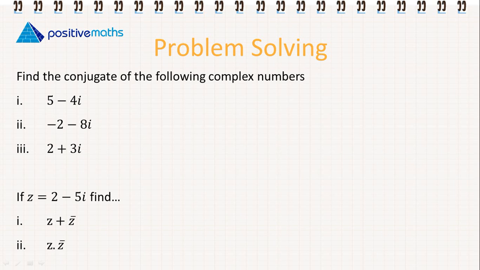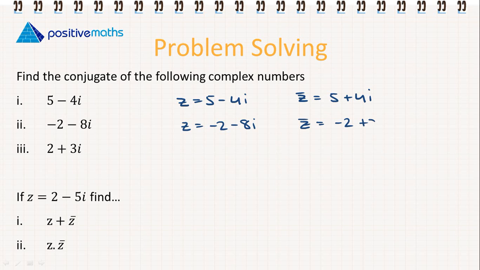So let's practice some basic problem solving. We need to find the conjugate of the following complex numbers. So we have 5 minus 4i. If z is equal to 5 minus 4i, then the conjugate of z is 5 plus 4i. Part 2, we have minus 2 minus 8i. So the conjugate is going to be minus 2 plus 8i. And the last example in this section, we have z is equal to 2 plus 3i. So the conjugate of z is equal to 2 minus 3i.